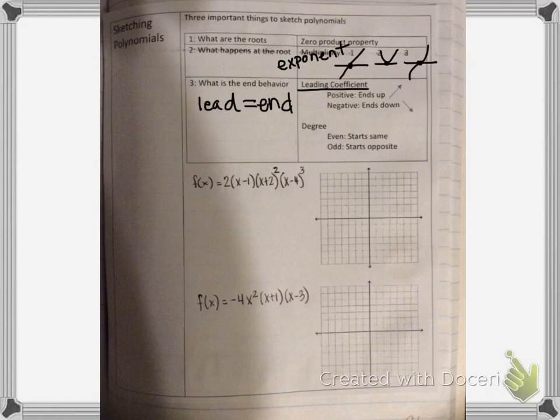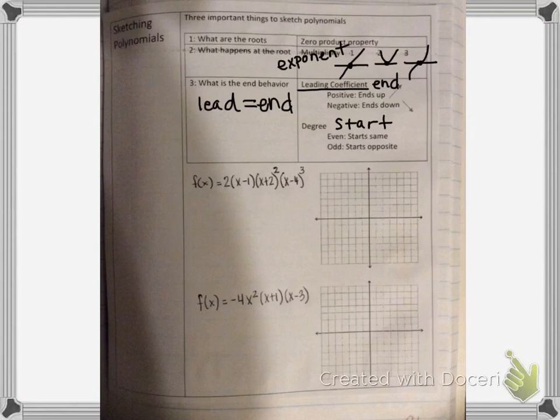And then the thing we didn't talk about, we talked about how to find the degree yesterday, but we didn't talk about what it meant yet. The degree tells us how it starts. Okay, so the leading coefficient tells us the end. The degree tells us the start. And that is, if it's an even degree, 2, 4, 6, then it's going to start the same as it ended. And if it's odd, 1, 3, 5, 7, etc., then it starts opposite of how it ends. So very counterintuitive. We're starting with the end of the graph, and then we're going to the beginning.